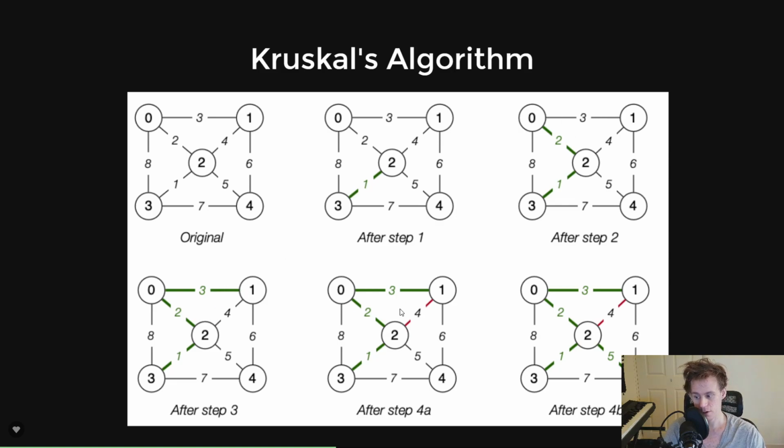What's the next lowest one? 4. We try to add 4, but it forms a cycle in the minimal spanning tree, so we don't add it. Then we add the next one, which is 5. Now, after we've added 5, we now have 4 edges for a graph of 5 nodes, and therefore we're done. So super straightforward there. That's all there is to it.